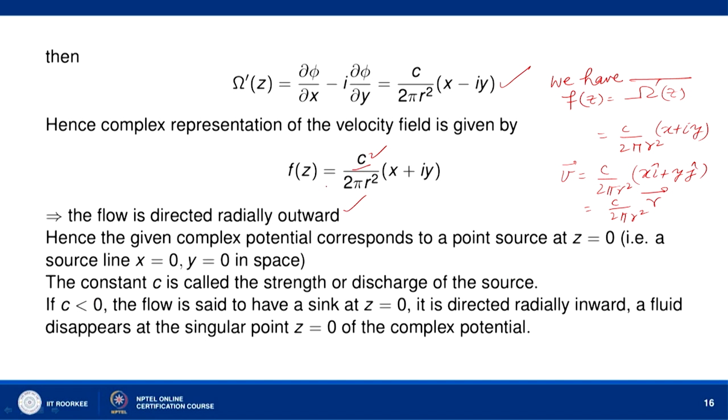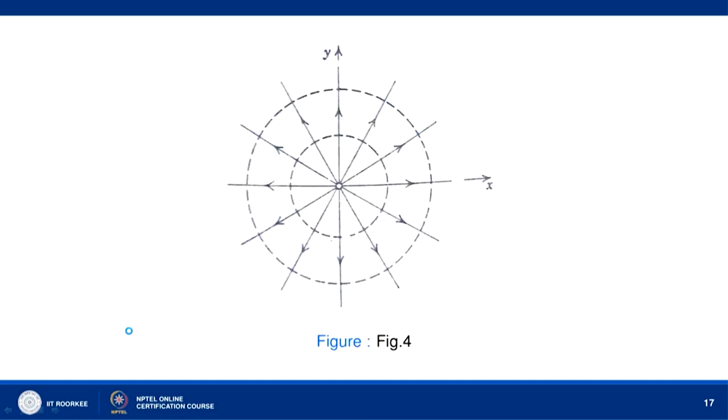If c is less than 0, then the direction of the fluid flow will be towards the source, okay. The flow will be said to have a sink at z equal to 0, because the flow is directed radially inward. In this case a fluid disappears at the singular point z equal to 0 of the complex potential. So this is the figure. You can see there is a source here, the flow is directed radially outward. Okay. So these are equipotential lines, okay, and these are stream lines, because flow of the fluid is along these stream lines, and these are equipotential lines.